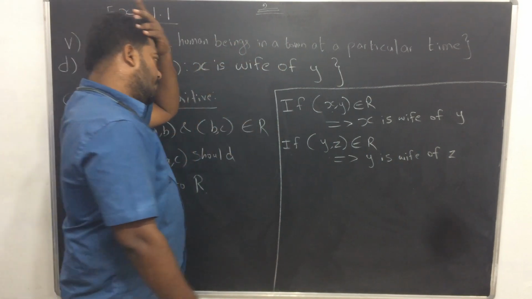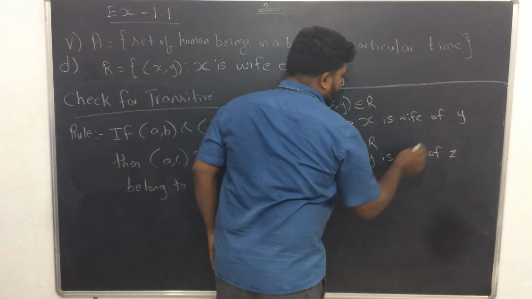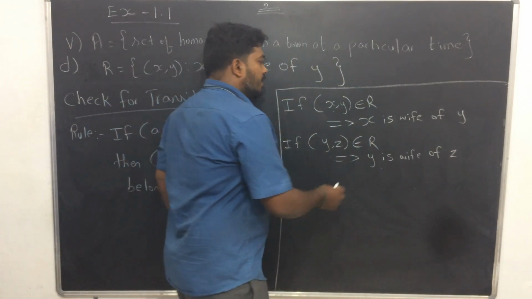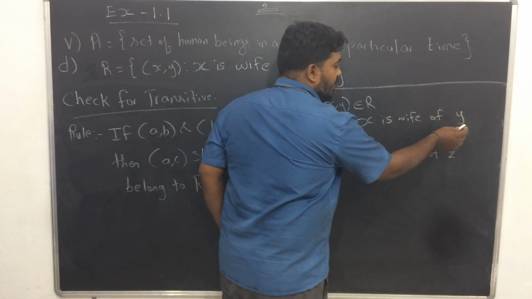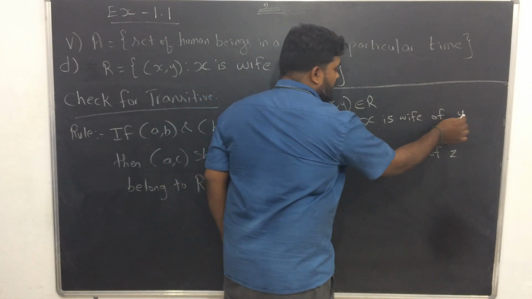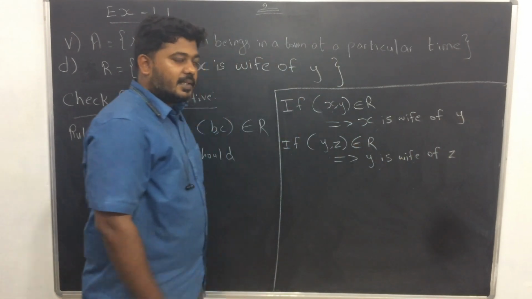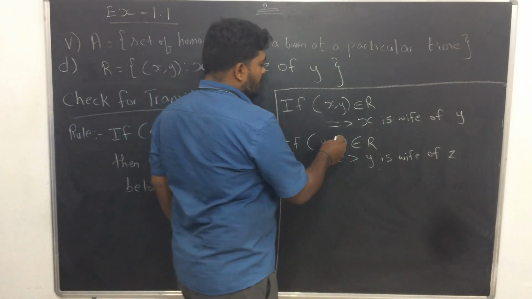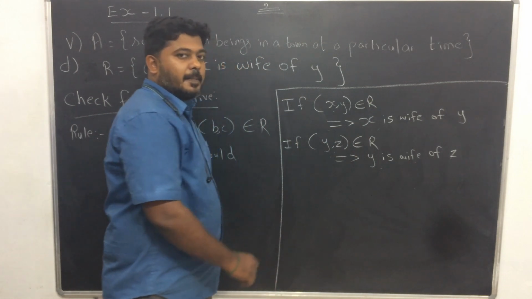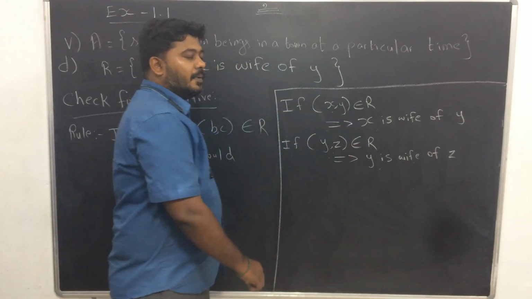Now looking at these two statements, x is wife of y, but can y be the wife of z? It is not possible at all, right? Because x is wife of y, meaning y is the husband of x, correct? Now this husband y cannot be the wife of z. It makes no sense at all. So an ordered pair of the form (y, z) is not possible in the relation. (x, y) is possible, but (y, z) is not possible.